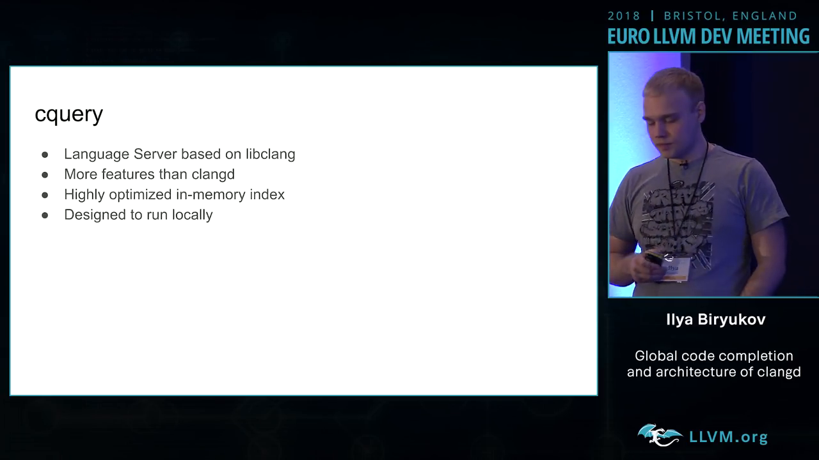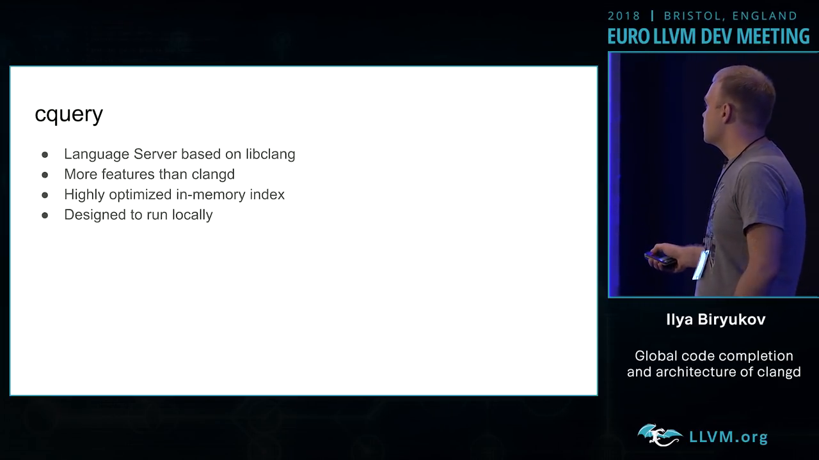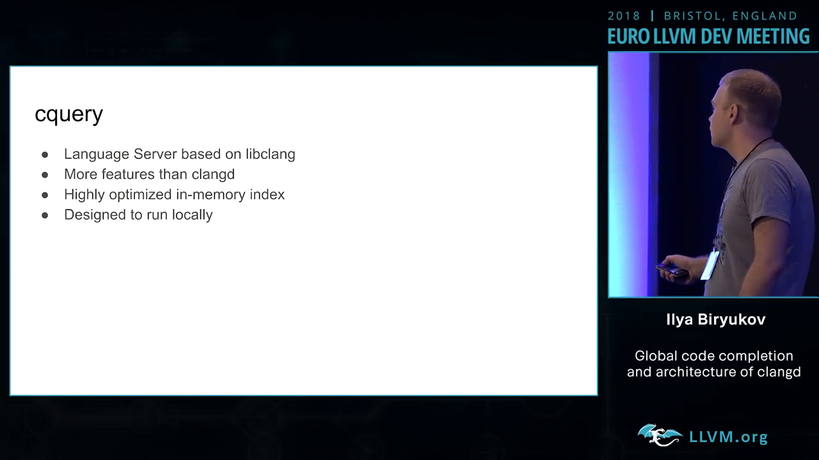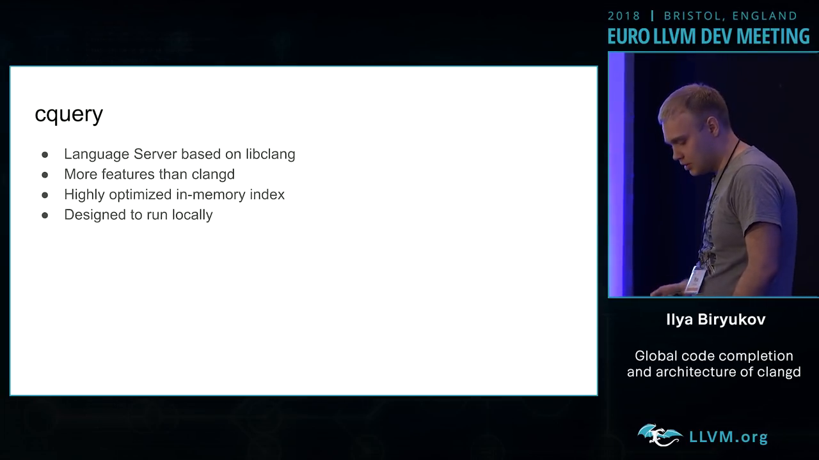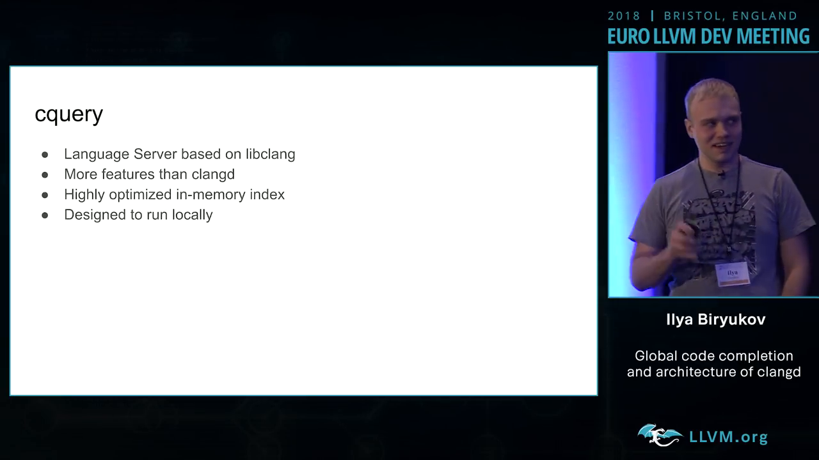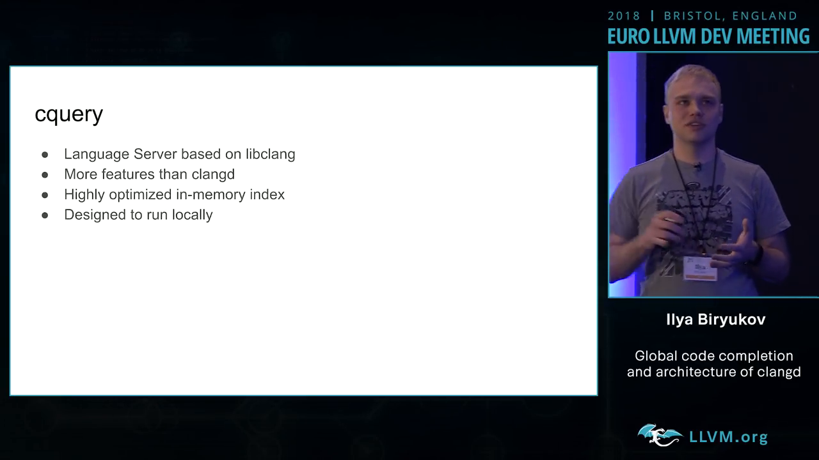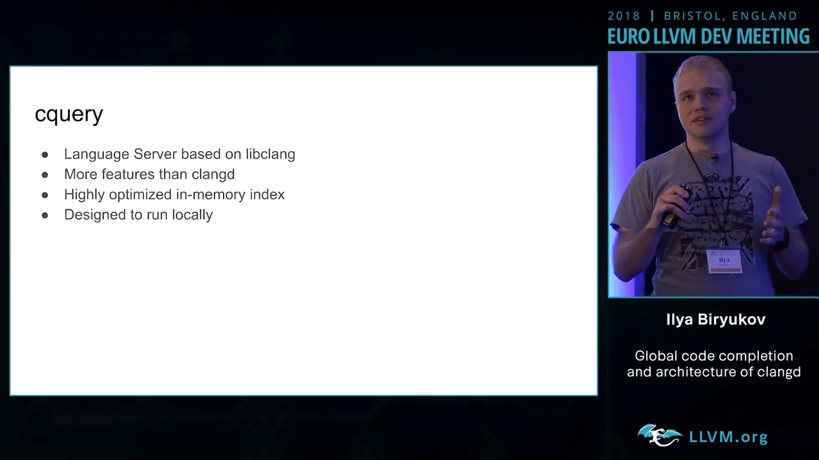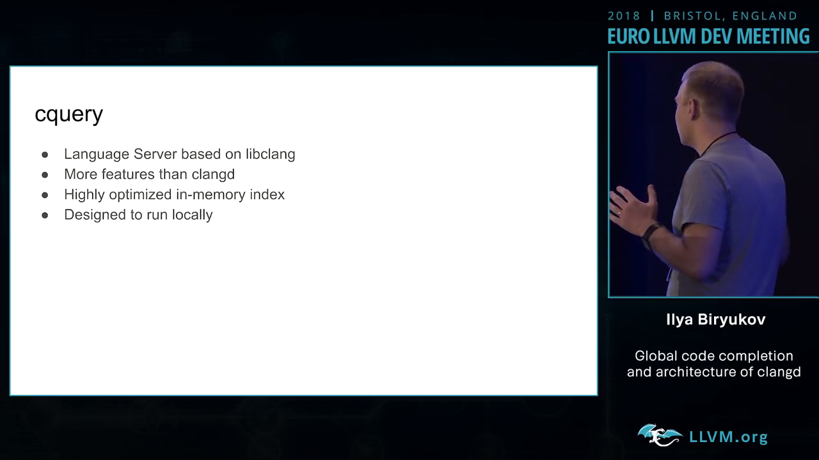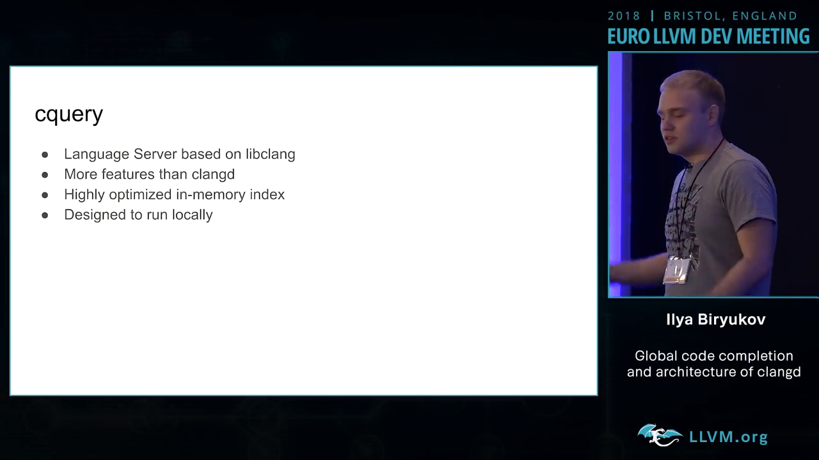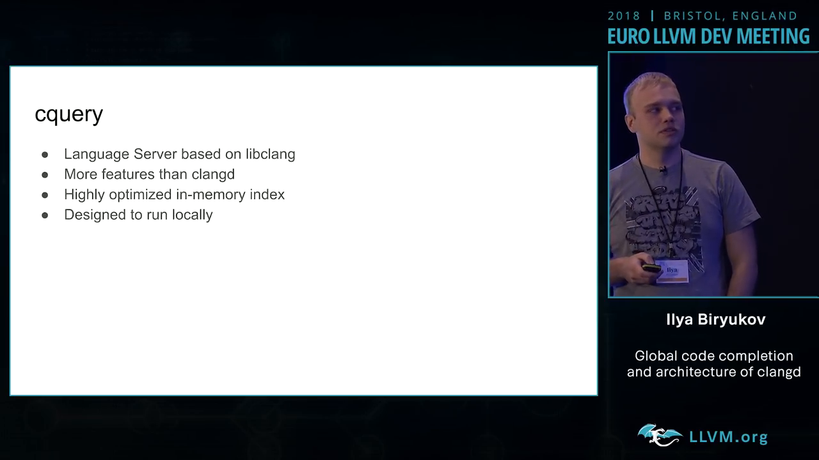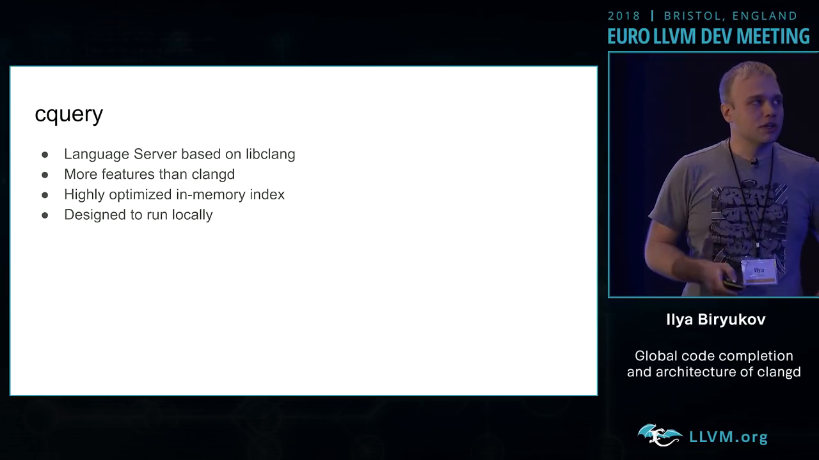The other interesting thing is Clangd is not the only language server based on libclang. There is also CQuery. It's a very good one. It has more features than Clangd. It has a highly optimized memory index for your project, and it will actually build it automatically without any intervention from you. The reason why we still think Clangd is useful is because it is designed to run in our environment, and we don't think CQuery would be easy to extend to support Google-wide code bases.